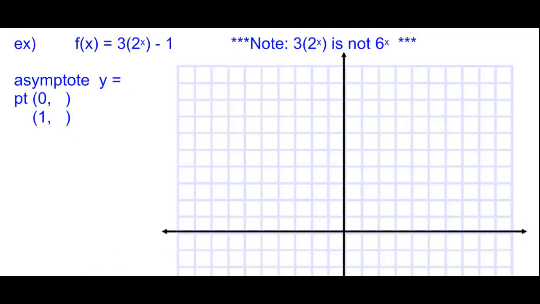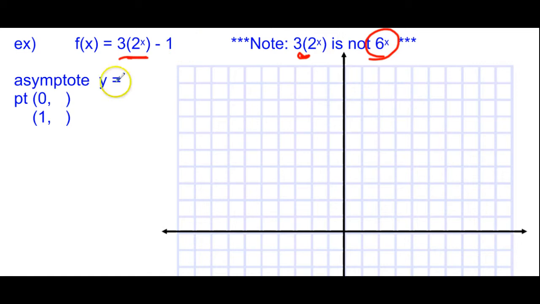All right, so let's look at an example problem. Here's an example of an exponential function: f of x equals 3 times 2 raised to the x minus 1. When you do the points, please note that this right here is not this. You cannot multiply these two and then raise it to the x. Do not do that. It's always 2 raised to the x and then you multiply by the 3.